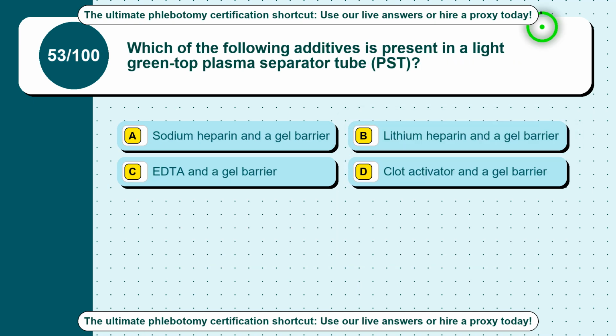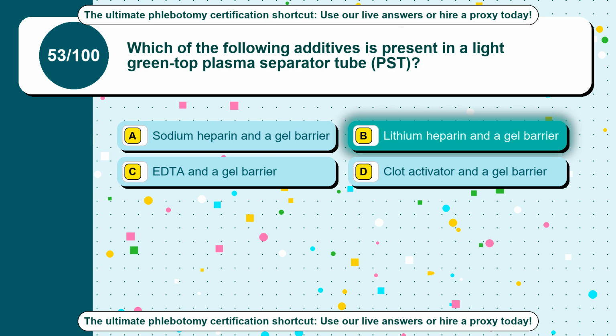Question 53. Which of the following additives is present in a light green top plasma separator tube, PST? Option A, sodium heparin and a gel barrier. Option B, lithium heparin and a gel barrier. Option C, EDTA and a gel barrier. Option D, clot activator and a gel barrier. The correct answer is option B, lithium heparin and a gel barrier.